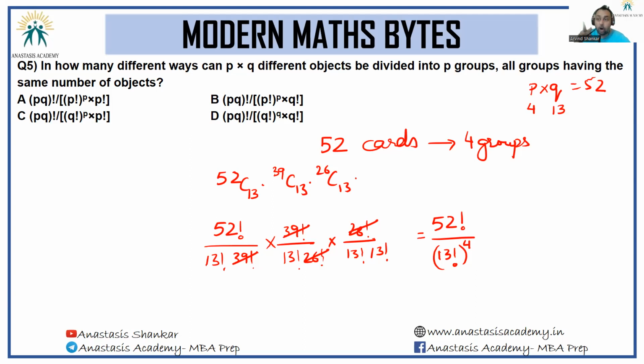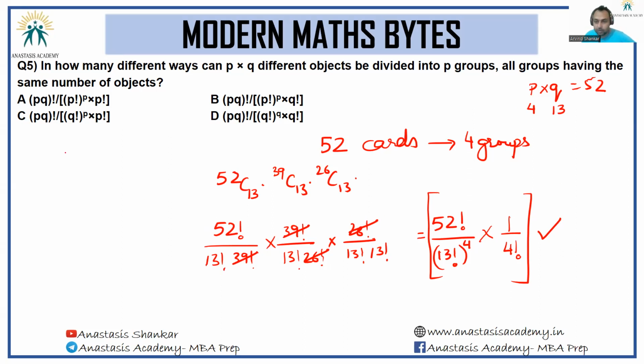These are not ordered groupings. Because these are not ordered groupings, and all these groups have identical sizes, you also need to divide this entire thing by 4 factorial, and this is going to be your final result. If you know this 52 cards, 4 groups work, not 2 people, just 4 groups, then you would know how this expression comes into being.